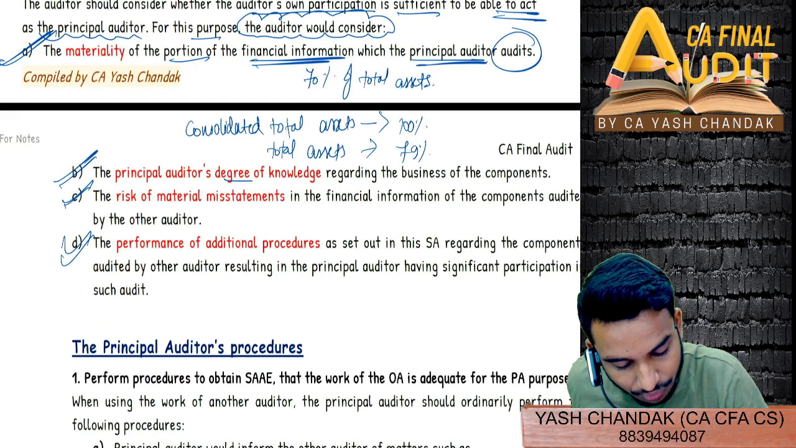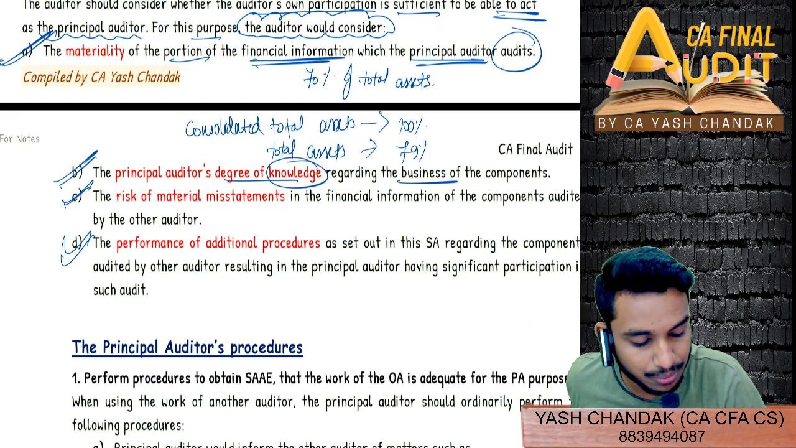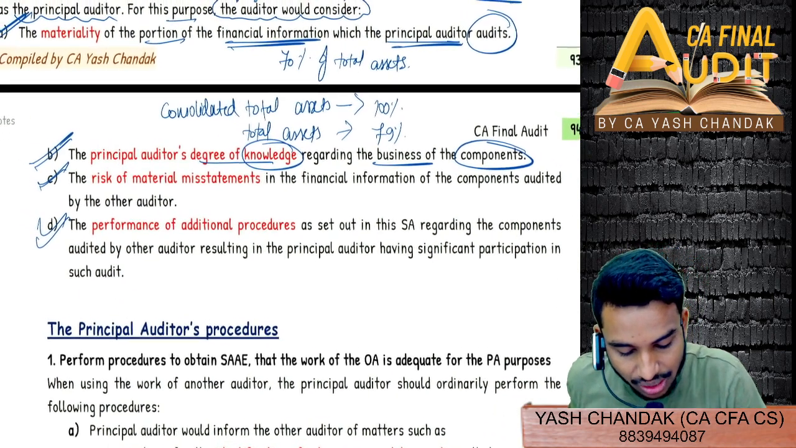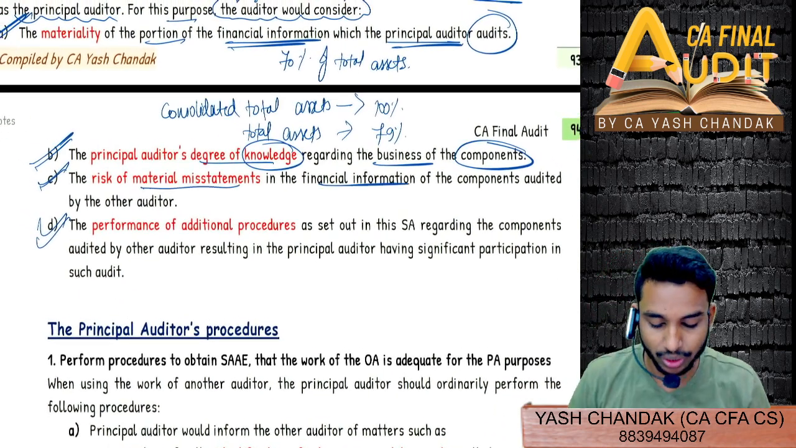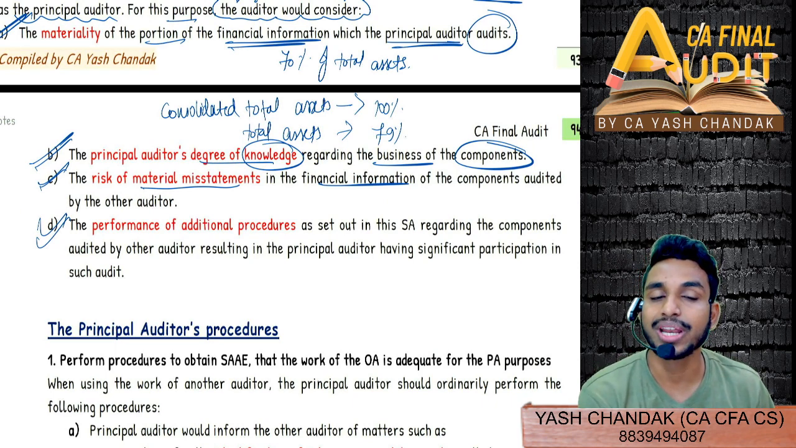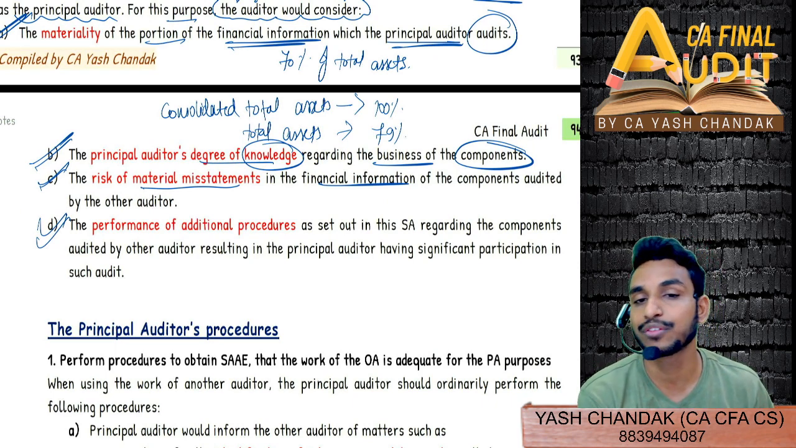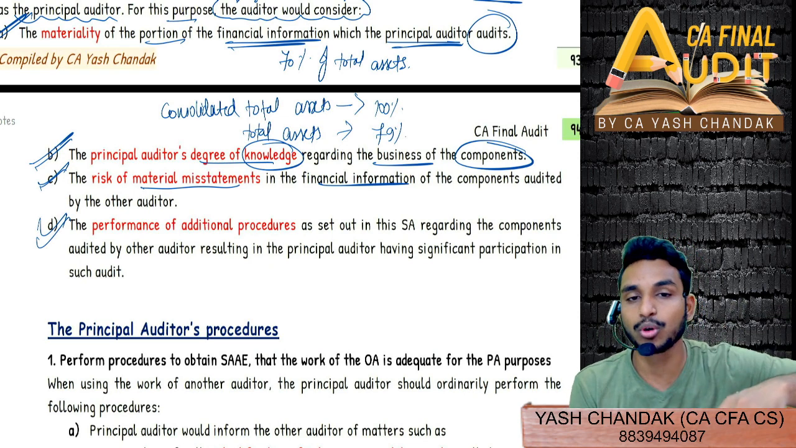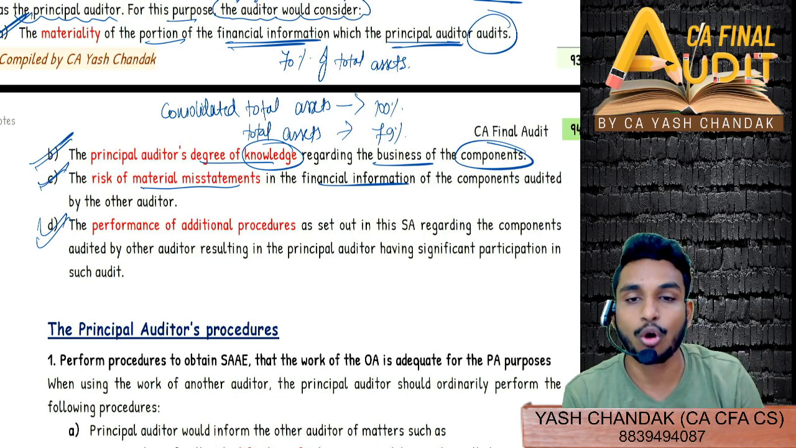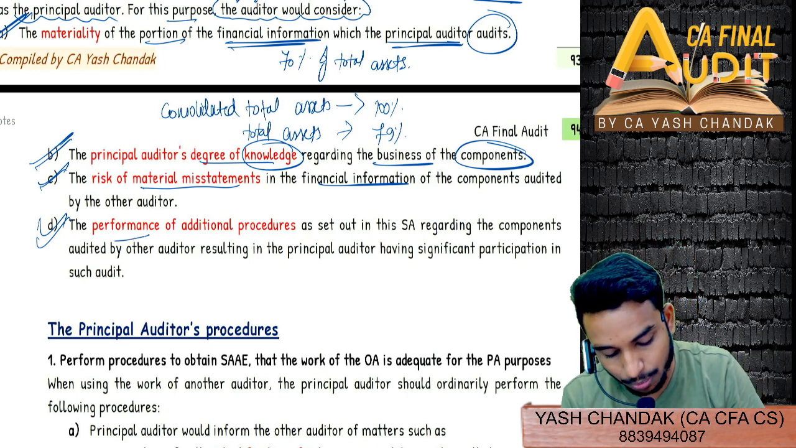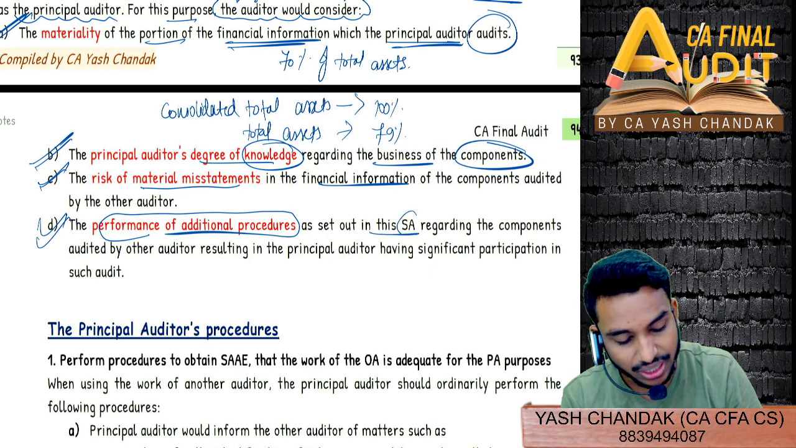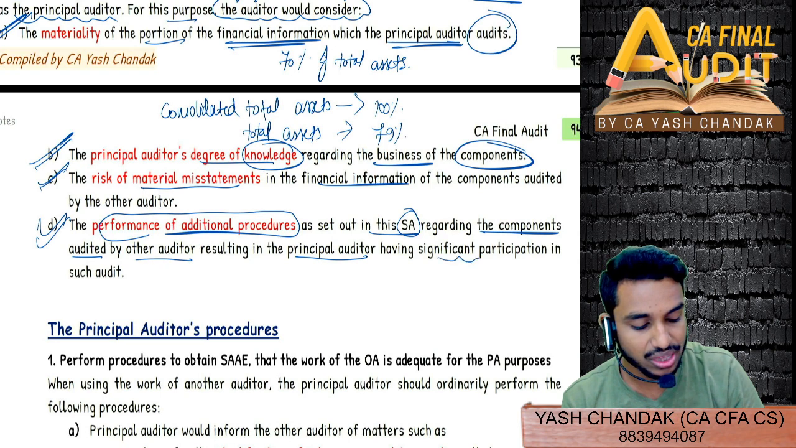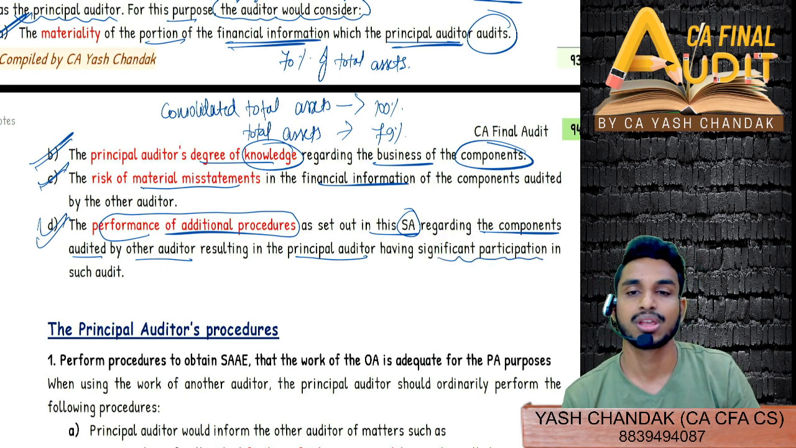Similarly, the principal auditor's degree of knowledge, whether you have knowledge regarding the business of the components. Then the risk of material misstatement in the financial information of the components audited by the other auditor. So a principal auditor will also have to have knowledge regarding ROMM and the business of the components, not just about you, but all the components of the entity. And lastly, performance of additional procedures as set out in this standard on auditing regarding the components audited by the other auditor, resulting in the principal auditor having significant participation in such audit.